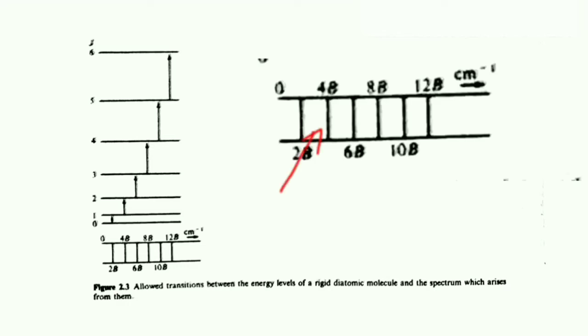The allowed transitions between the rotational levels of a rigid diatomic molecule and the spectrum which arises from them are shown in this figure. Here you can see the transitions 0 to 1, 1 to 2, 2 to 3, 3 to 4 and so on. The transition 0 to 1 will give a spectral line at ν̄ = 2B cm⁻¹. The next line will appear at 4B, then 6B, 8B, 10B, 12B and so on. From this spectrum, we can clearly see that the spacing between any two adjacent rotational lines is given by 2B cm⁻¹.